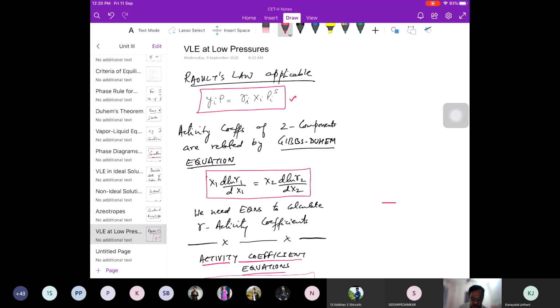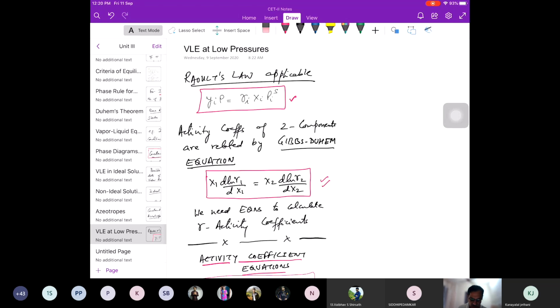Okay, and the Gibbs-Duhem equation relates activity coefficient of two components in a binary system given by this equation. So if you know the activity coefficient of component 1 and if you know the composition, you can find out activity coefficient of component 2 by this equation. They are related, they are not independent. समझ में आ रही बात? If you take this equation, it relates the activity coefficient of two components. So if one is known, second one can be easily calculated.